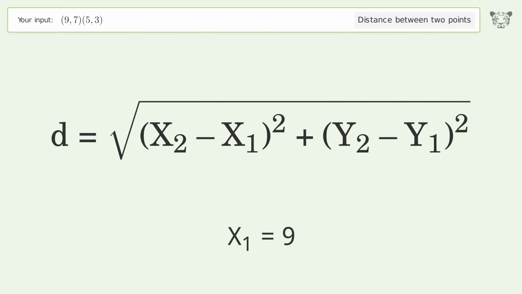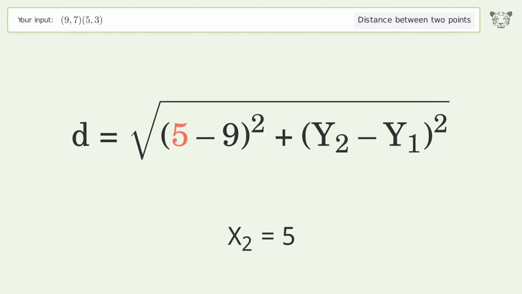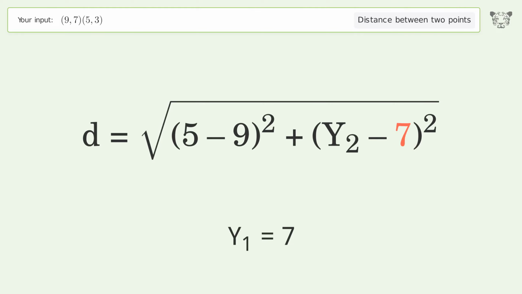x1 equals 9. x2 equals 5. y1 equals 7. y2 equals 3.